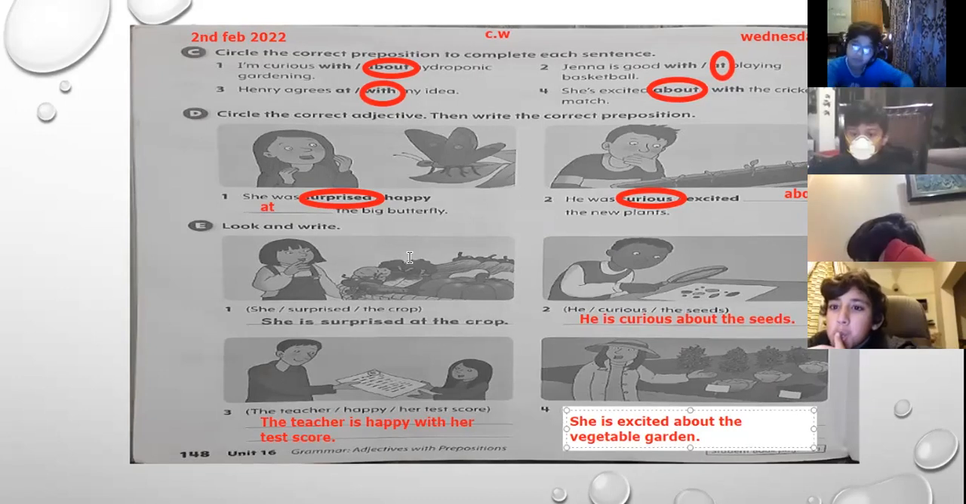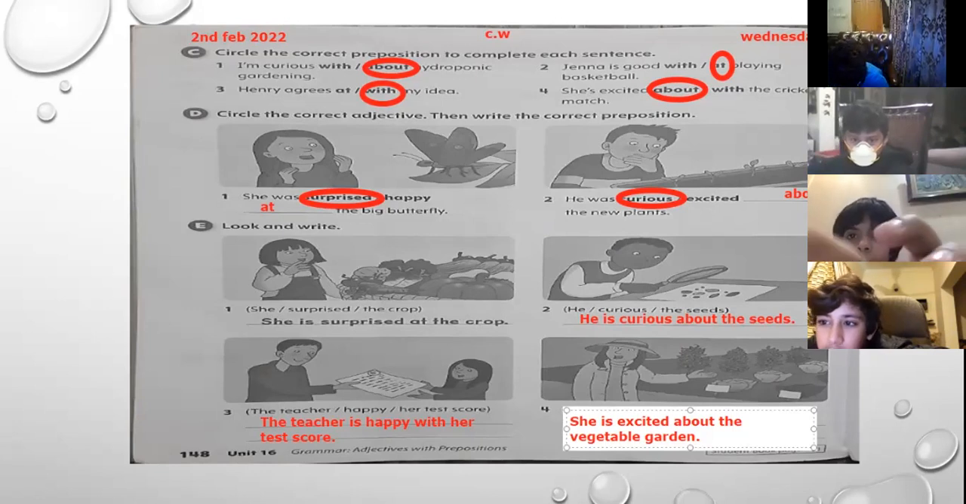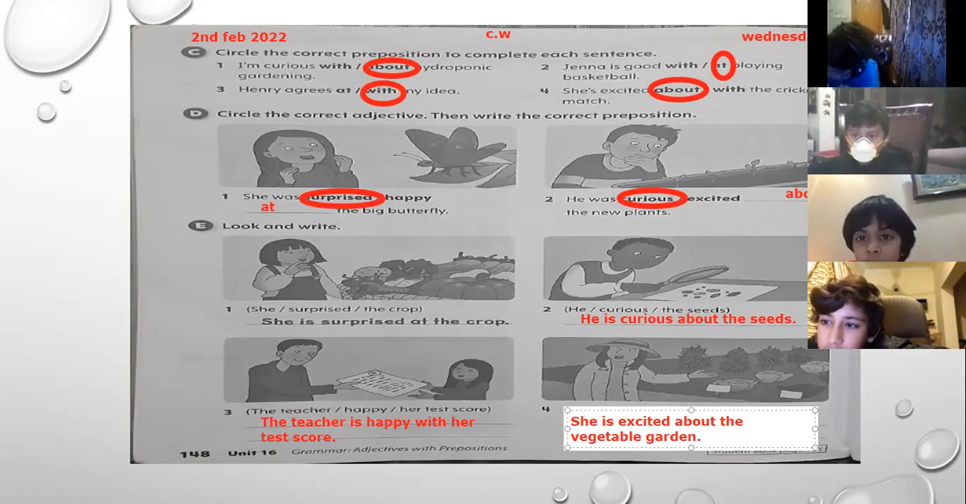Okay, students. So that's all for today. And I'm sure you all have understood this topic, right? The adjectives with prepositions are actually used to make connections between the words, between the nouns and pronouns. So without using these prepositions, our sentences will not be complete sentences, okay? So that's why we're using these prepositions to complete a sentence.